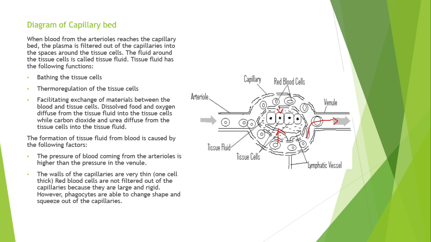The walls of the capillaries are very thin, one cell thick. Red blood cells are not filtered out of the capillaries because they are large and rigid. However, phagocytes are able to change shape and squeeze out of the capillaries. So phagocytes, you're going to learn about them when we look at blood in tomorrow's video.